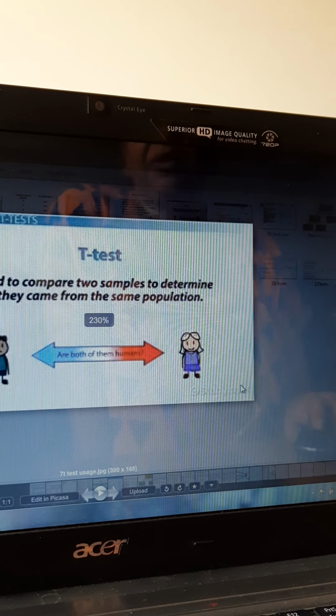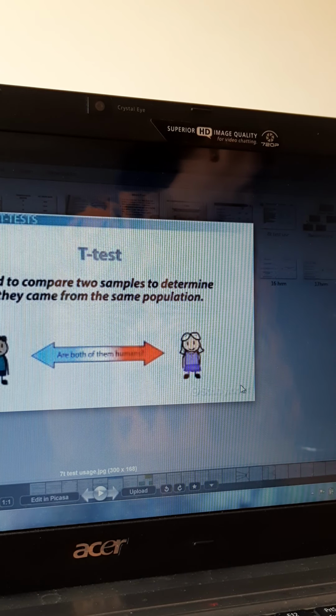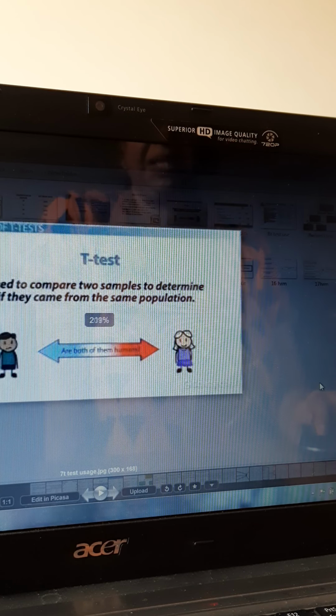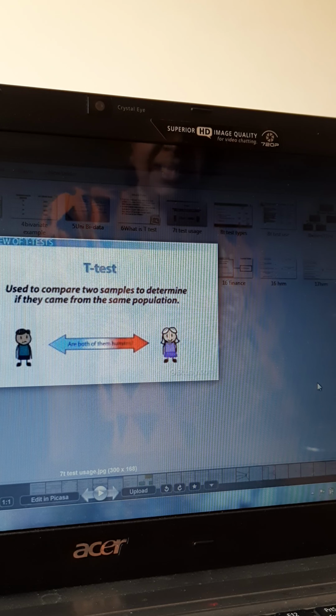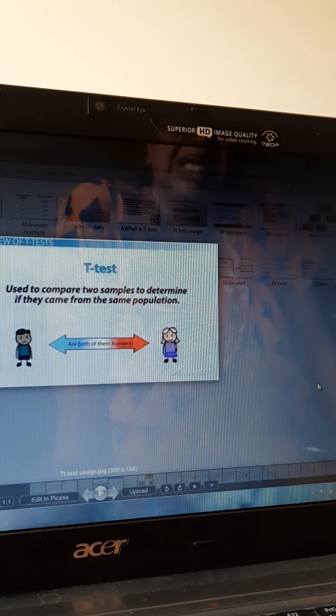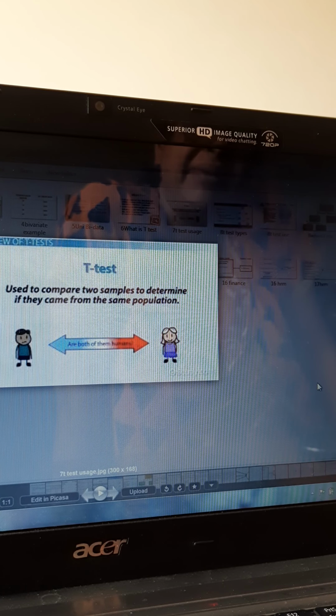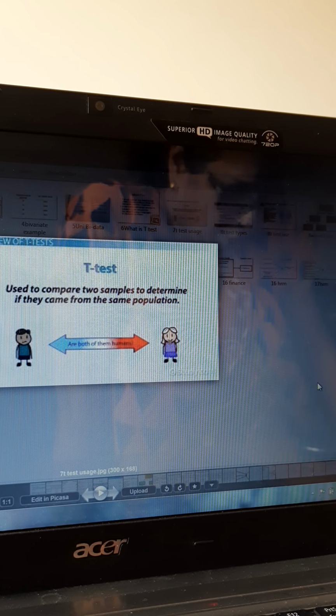Right. So we will go to the t-test now. The first thing that you can do with two variables is a t-test. The simplest of the tests, the t-test. What does the t-test do? The t-test is used to compare two samples to determine if they come from the same population or not.